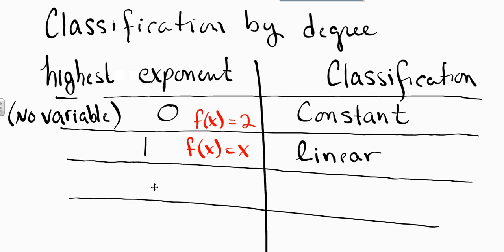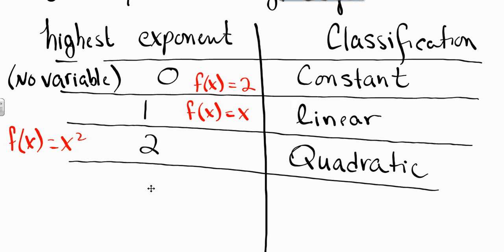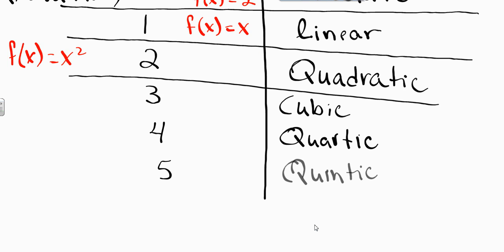If our highest exponent is 2, it would look like that. F of x equals 2 x squared, and we call this a quadratic. If the highest exponent is 3, we call this cubic. If it's 4, we call it quartic. Remember quarts? If it's 5, it's quintic, and it can go on from there.